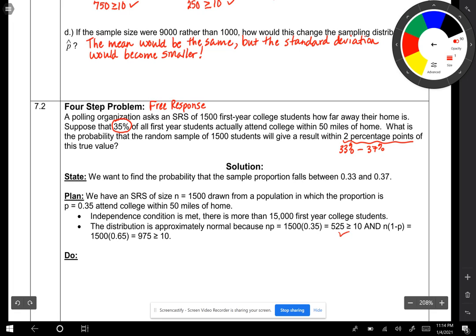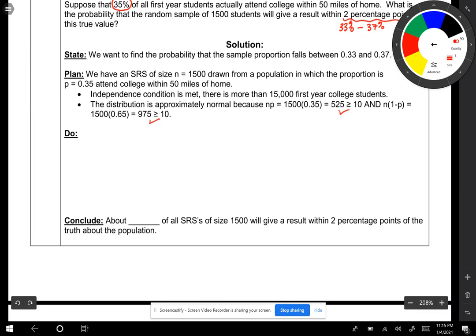So check. And then n times 1 minus p, so 1,500 times 0.65, equals 975, and that's greater than or equal to 10. So once you know that you can use the standard deviation formula and you know that it's approximately normal, you can calculate a probability. So in our do portion, we need to figure out the mean and the standard deviation. So the mean of our sampling distribution is equal to the mean of the population proportion, so 0.35. So we need that in our normal CDF.